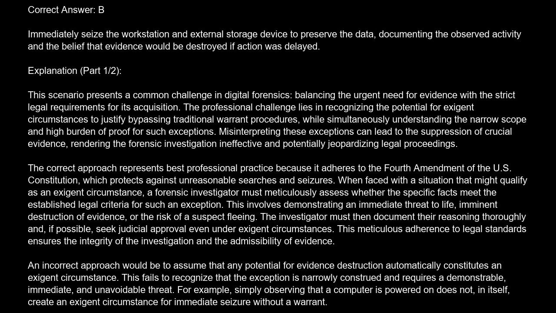The correct answer is B. Immediately seize the workstation and external storage device to preserve the data, documenting the observed activity and the belief that evidence would be destroyed if action was delayed.